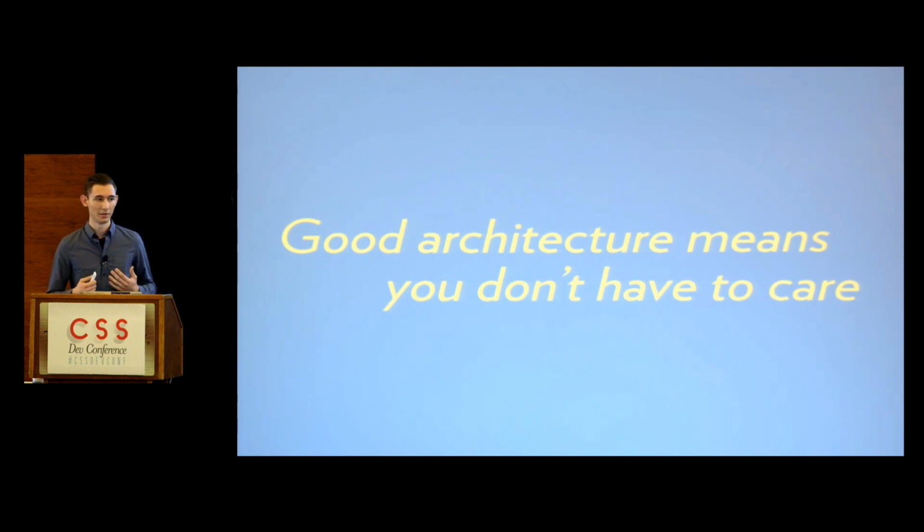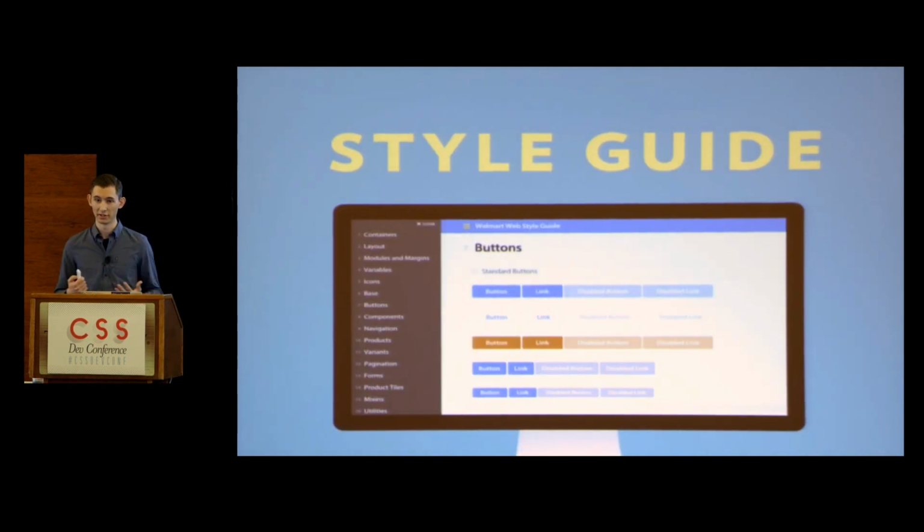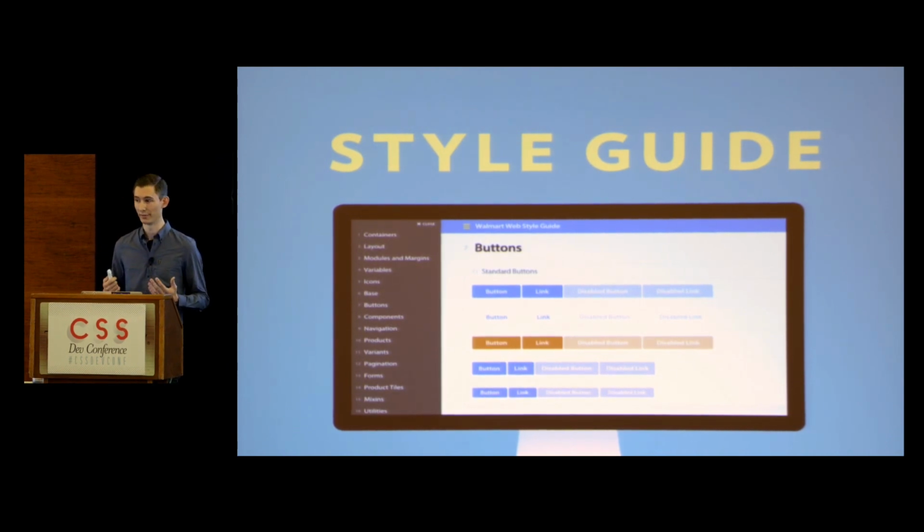In a lot of ways, the role of a CSS architect is to care about these things so that not everyone has to, at least not too much. So what does architecture look like at Walmart? It includes things like a living style guide. We generate this after every successful pull request. It includes every reusable component in the application, usage examples, different modifiers, instructions for usage. This is a great resource for developers and designers alike.